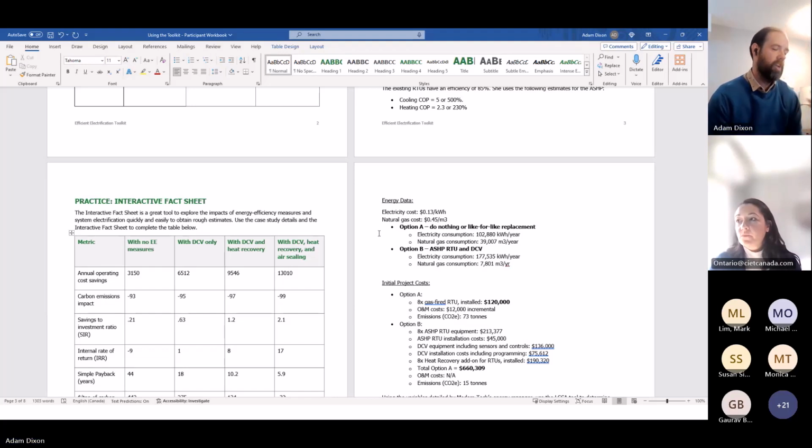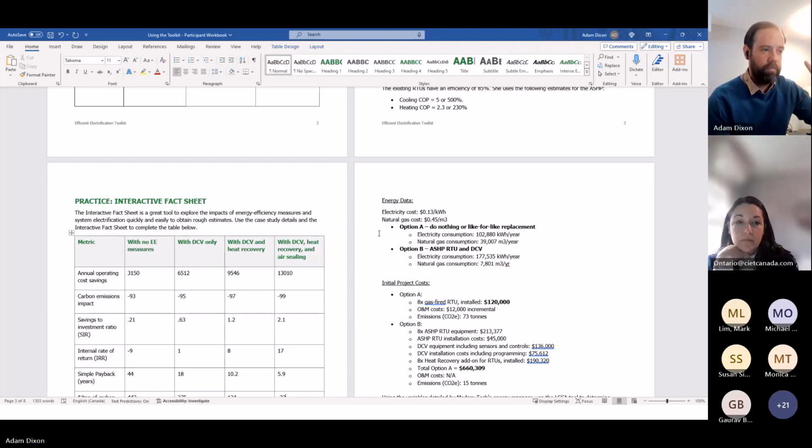So option A is basically to replace like for like, or do nothing. I think when we get into the example, we are going to replace like for like at a reduced cost compared to option B. Option B, we're going to install an air source heat pump and demand control ventilation. So we have some consumptions before and we have some estimated consumptions after we do that project.